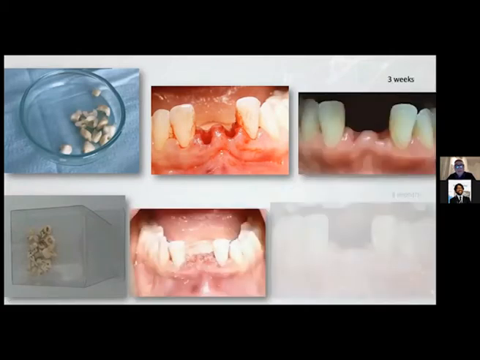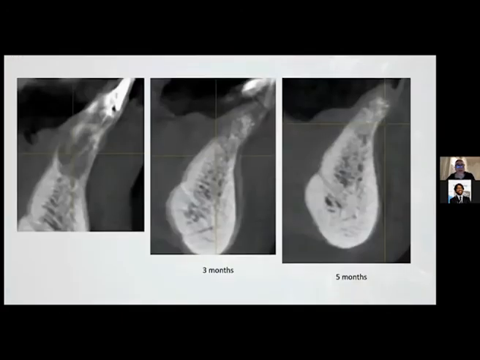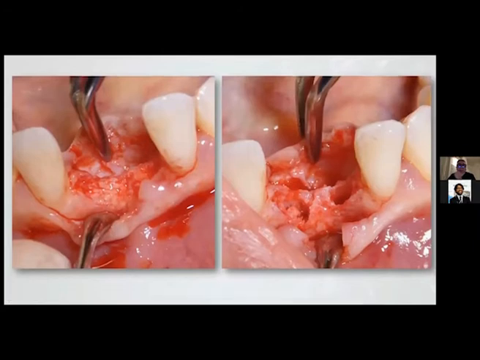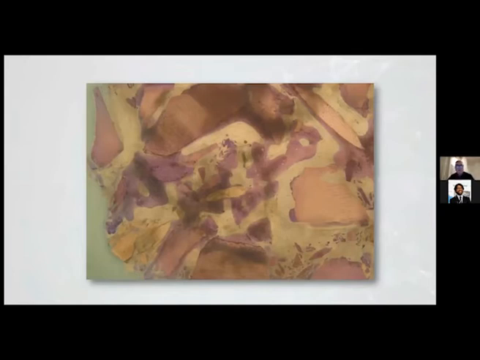This is the regeneration surgery. This is after 3 months, and this is the X-ray analysis after 3 months, and after 6 months, and this is the sagittal and transaxial image after 3 months and 5 months. It's possible to observe the density of the bone after 5 months. So we open a flap, we place 2 implants, and this is the result. The histological result is very interesting to understand.